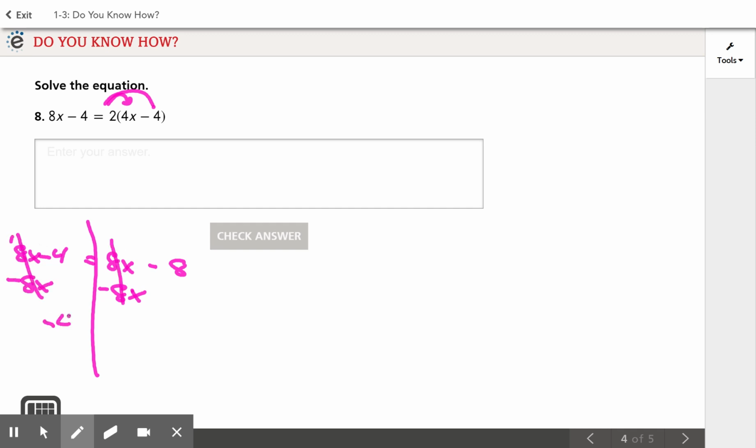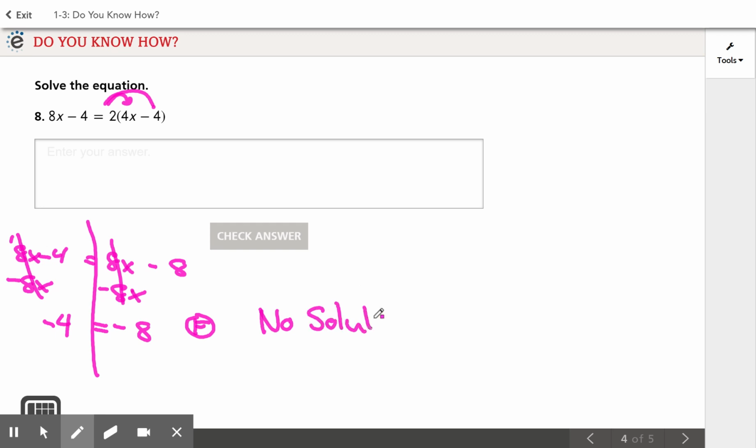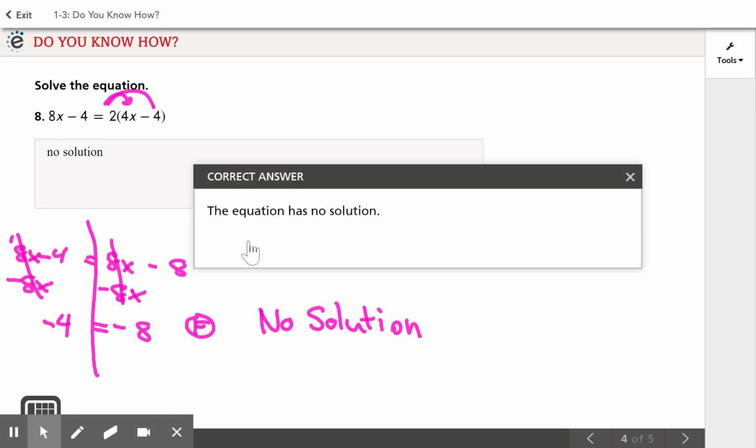That goes away. Now we're left with negative 4 equals negative 8, which is a false statement. Negative 4 can never equal negative 8. Negative 8 can never equal negative 4. It has to be the same number on both sides. So that's when the answer is no solution. That means no matter what number you can think of and plug into the x, there will be no answer. No x that will work. So this equation has no solution. So that is the actual answer.